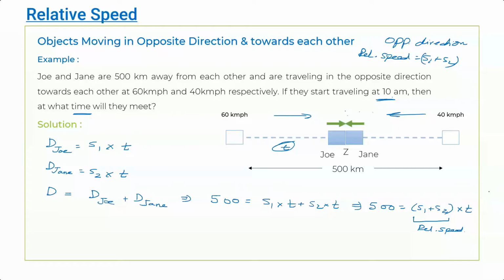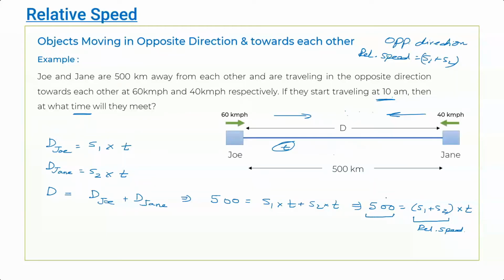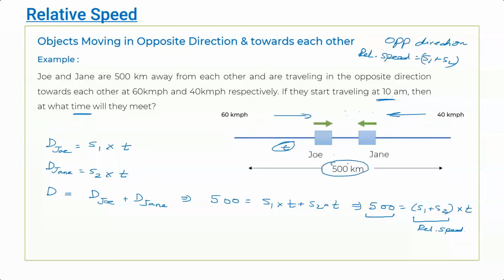Okay. This distance is known as the gap distance. Why the gap distance? Because this is the distance that they're covering. This is the 500 kilometers that both of them will cover. This is the gap that they need to cover. So this is known as the gap.